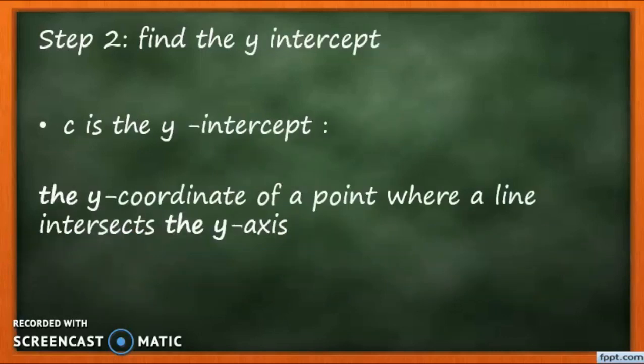So step 2, find the y-intercept. If you remember, y = mx + c, the c is the y-intercept. So the y-coordinate of a point where a line intersects the y-axis, that is the y-intercept. Simple.